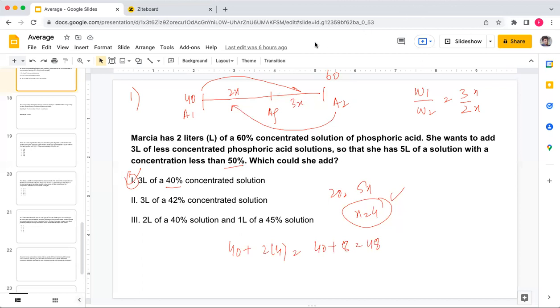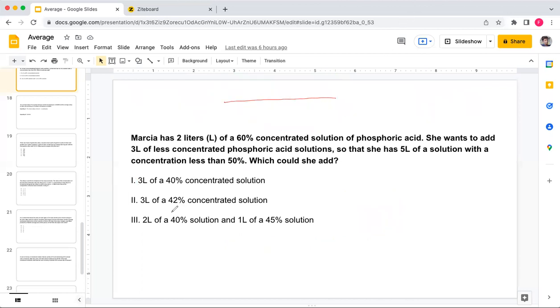Now let's move to the second part. In the second part, we are given 3 liters of 42%. Now consider this is 42%, and the greater one is how much? 60%. And we're asked to find the overall average. Let this be A1 and this be A2. And what is W1 over W2? This is 3 and 2 is this one. So we can write this as 3x over 2x. And I told you if this is A1, W1 will be opposite. This is 3x. If this is A2, W2 will be opposite. This one, this is 2x.